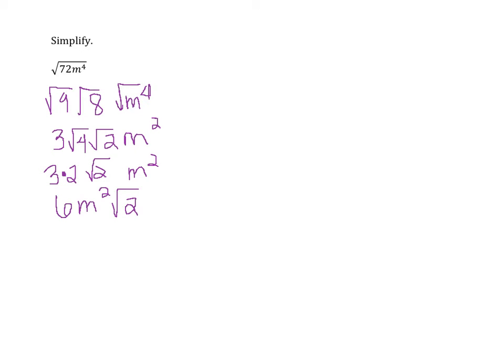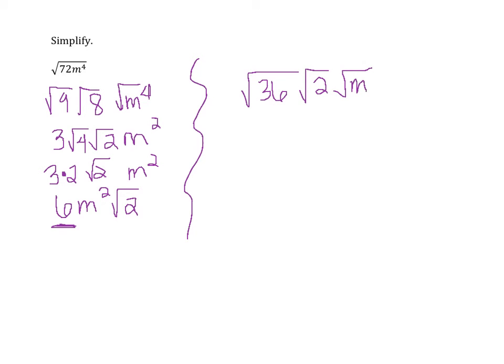Now that's how I broke it down initially, but then once I saw this 6, I realized that a higher square root than 9 and 8 went into this. And indeed, looking at this again, the square root of 72 m to the 4th can be rewritten as the square root of 36 times the square root of 2 times the square root of m to the 4th power. And now 36 times 2, since that's 72, I can go directly to my 6 m squared, that comes from the m to the 4th, and the square root of 2.